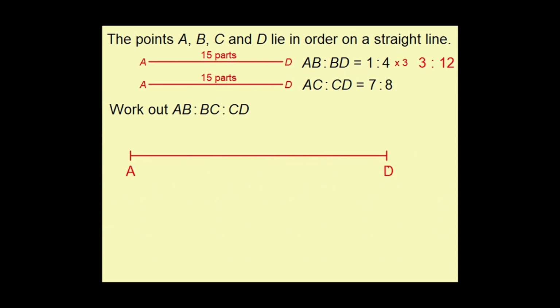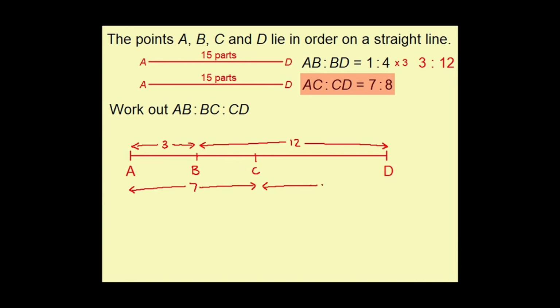So here is my line AD. I know that B and C are 2 points on this line somewhere. I'm going to use the first ratio to locate B. I know that AB to BD is 3 to 12. So B is probably about here. This would be 3 parts and this would be 12 parts. I can now use this ratio to work out where C is. I know that AC to CD is 7 to 8. So C is going to be about here. This is 7 and this is 8.